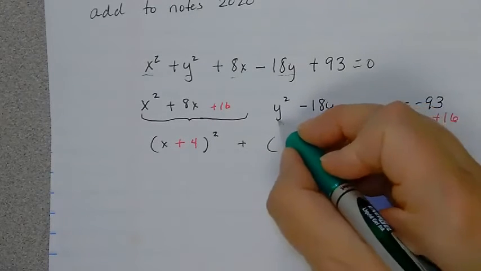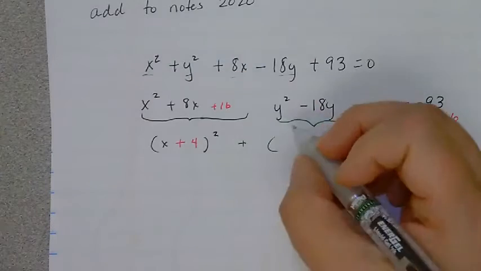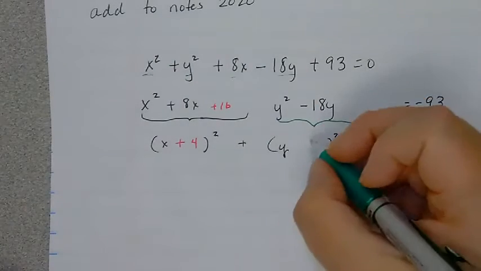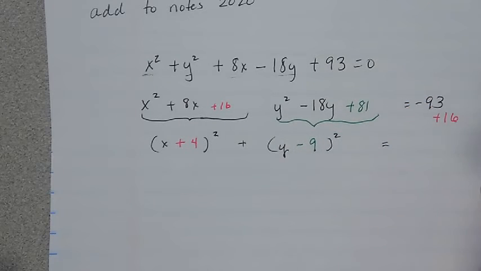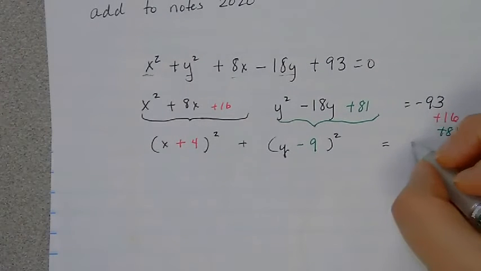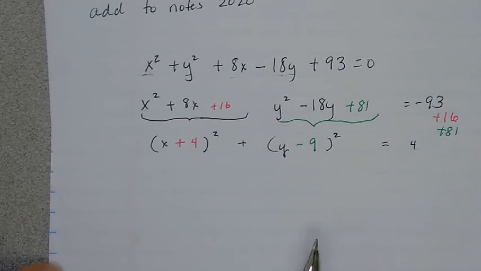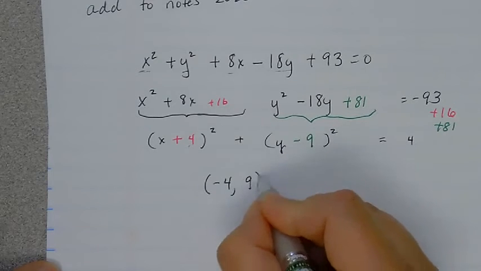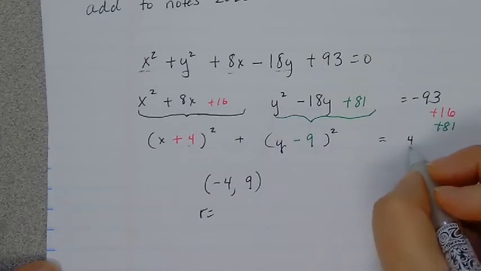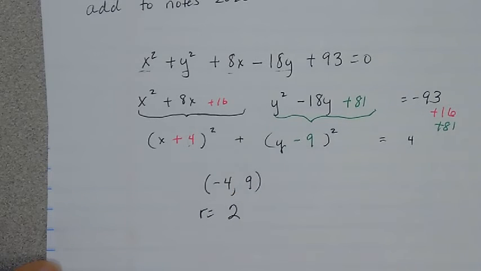With the y squared part, I'm going to complete the square as well. So I'm going to take half of this number, which is -9. And when I put -9 here, I've added 81 to this side. So since I did it to this side, I also have to do it to that side. So now on the right side, I have -93 plus 16 plus 81, which is 4. So this means that this problem has a center at 4 to the left and 9 up, and it has a radius of the square root of 4, which is 2.